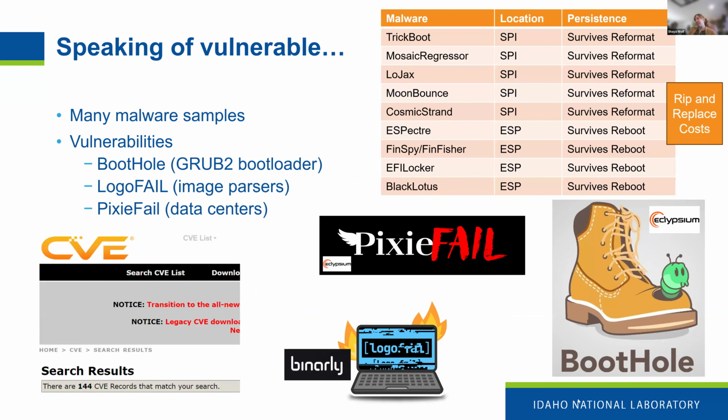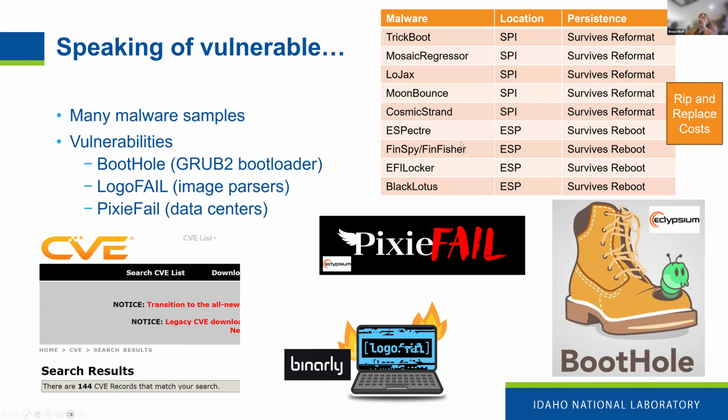So speaking of vulnerable, if I were to go down just a little tiny rabbit hole here, along with this idea of edge devices, we see a lot more attacks on UEFI and BIOS systems. So we've got BootHole, LogoFAIL, PixieFail. Those are all groups of vulnerabilities that are exploitable, not necessarily exploited, right? But they're exploitable in a lot of our systems, especially things like GRUB2, image parsers, data centers, either commercial or private. And then we have a list here of different malware that we've seen come through the years that does specifically affect that UEFI.